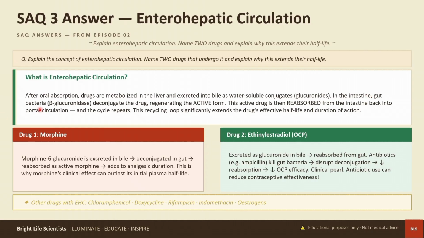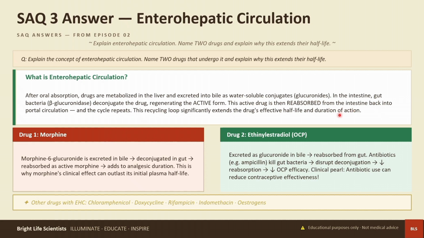In the gut, bacteria produce an enzyme called beta-glucuronidase. This enzyme strips off the conjugate, regenerating the active free form of the drug. That active drug is then reabsorbed back into the portal circulation, returned to the liver, and the cycle repeats. This recycling loop significantly extends the drug's effective half-life and its duration of action.